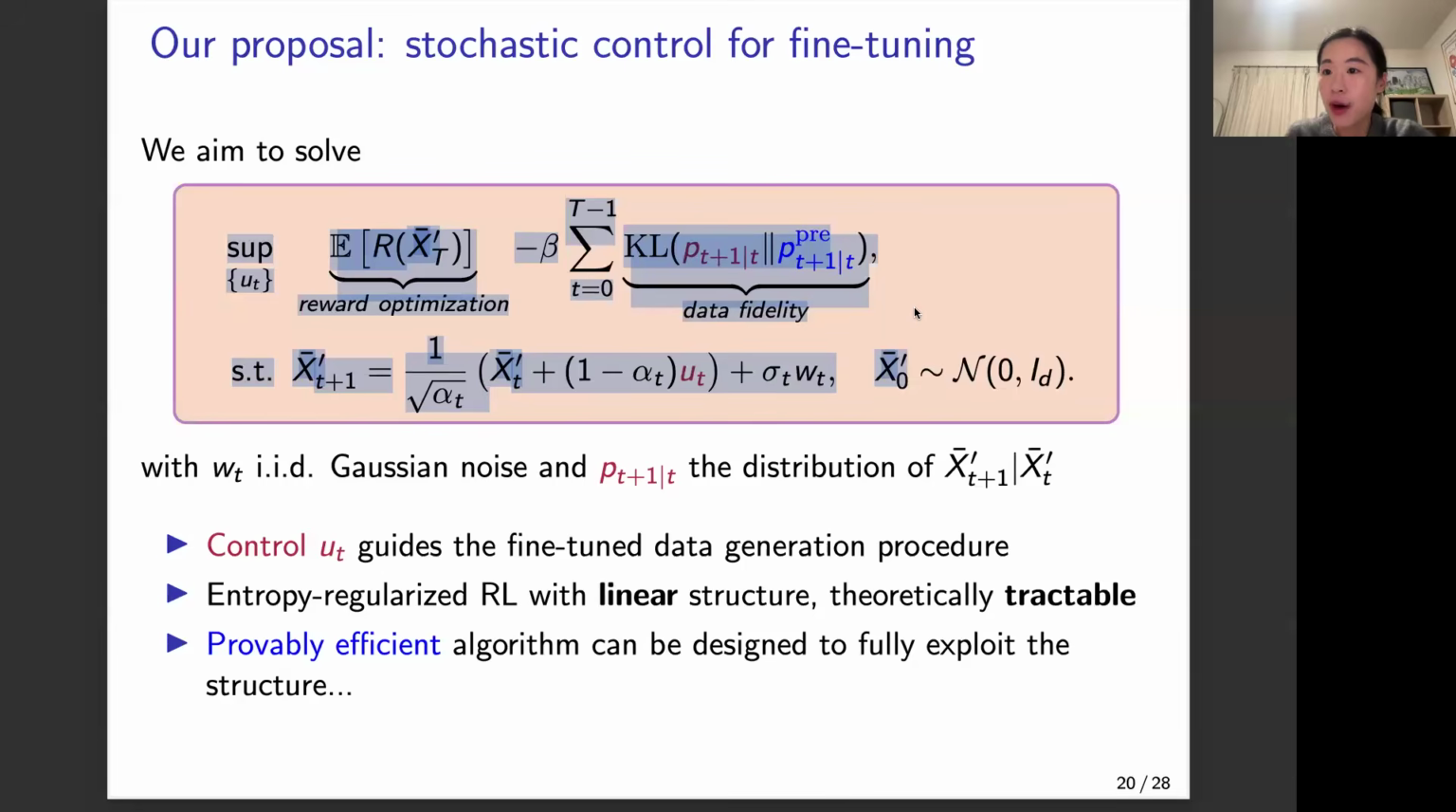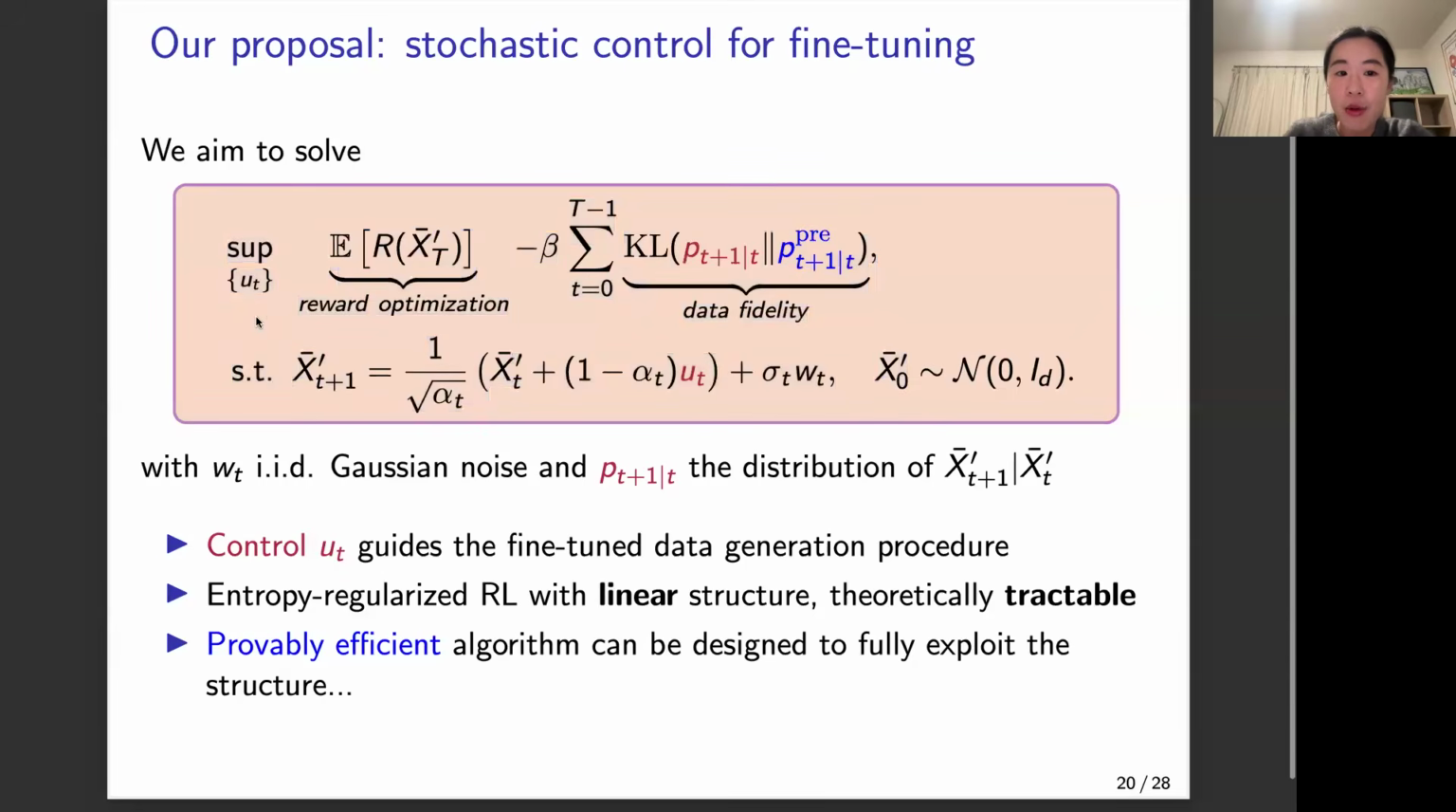For this control problem, the objective function has two parts. One is the reward optimization part, because we want the output data to maximize the reward function. We want the data to collect high reward, but on the other hand, we want to maintain data fidelity, as I explained in the motivating example. The natural way to maintain data fidelity is to make sure that the transition kernel at each time t of my new dynamics stays close to the transition kernel of the pre-trained model.